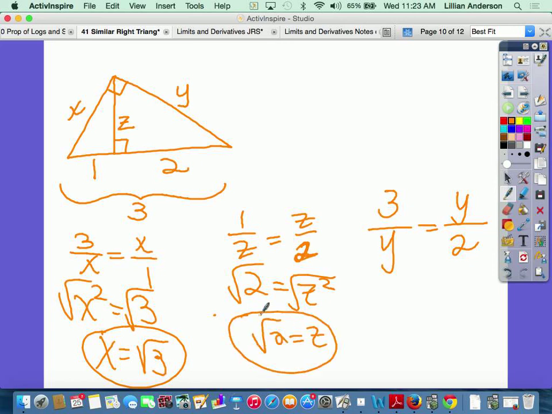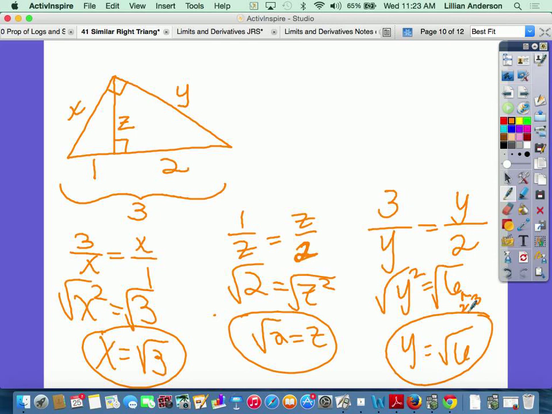Over here, cross multiply. What's y times y? 3 times 2. 6. When I take the square root, can I simplify 6? 2 and 3. Well, it's 2 and 3, but are those any pairs? So then y is just the square root of 6, and then that will be your answer.